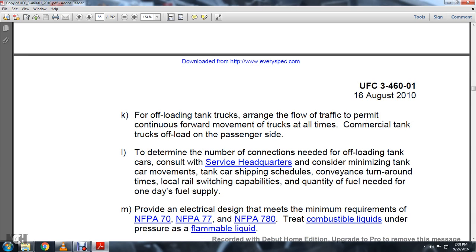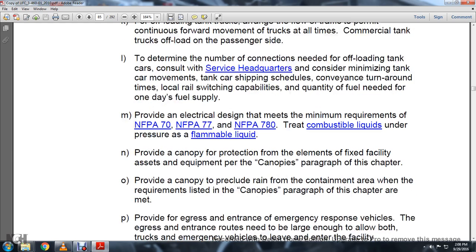Determine the number of connections needed for offloading tank cars. Consult with the service headquarters. Consider minimizing tank car movements, tanker car shipping schedules, convenience, turnaround times, local rail switching capabilities, and the quantity of fuel needed for a 1 day fuel supply.